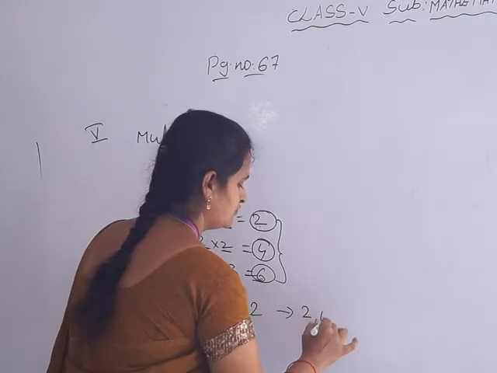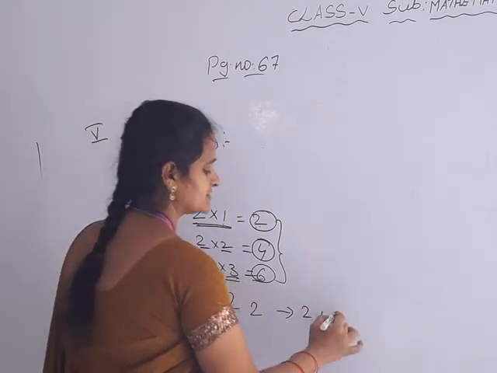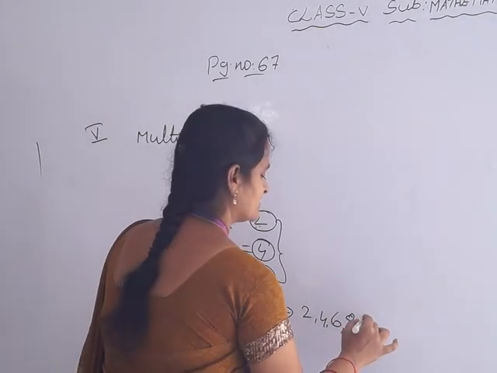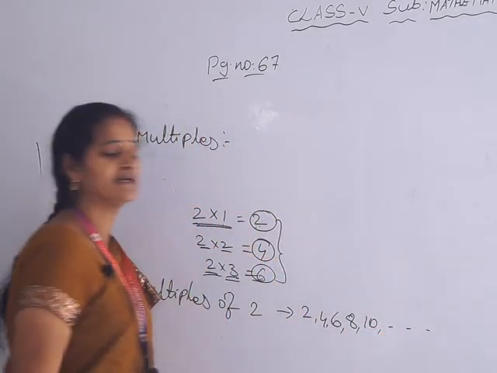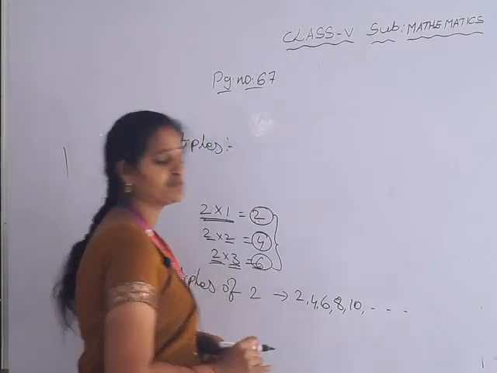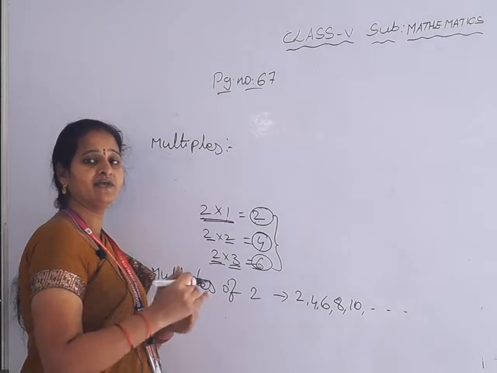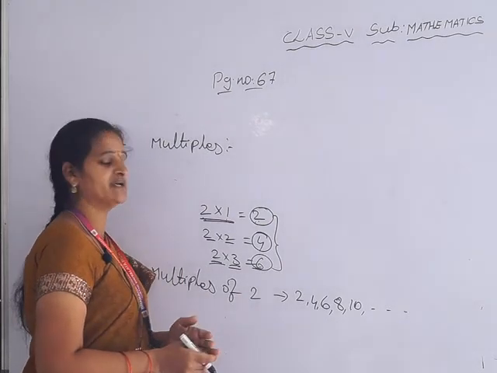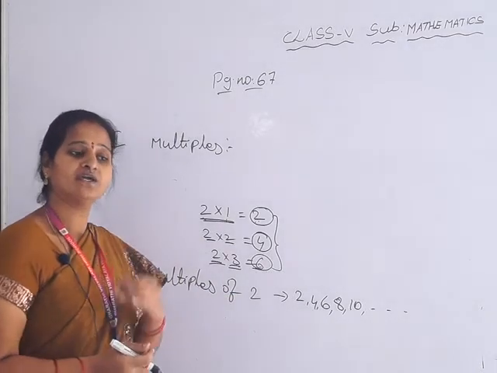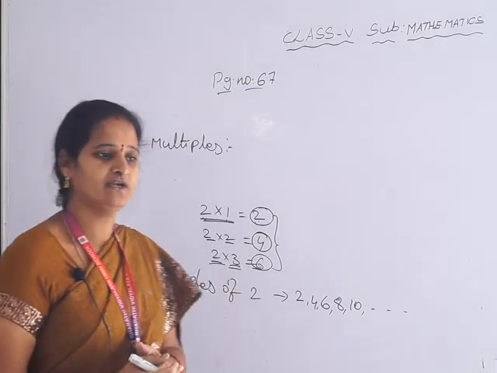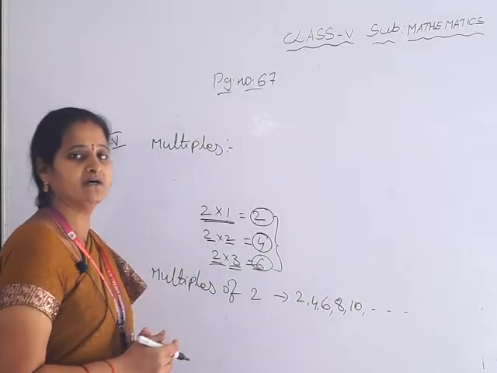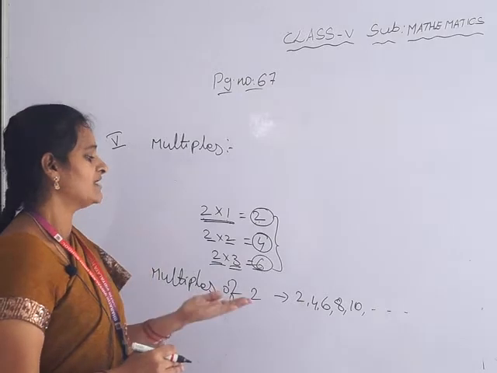2, 4, because two 2s are 4, and two 3s are 6, two 4s are 8, two 5s are 10, and so on. These are the multiples of 2. What are the properties of multiples? The least multiple of a given number is itself only. The remaining multiples are increasing; they are all more than the given number.